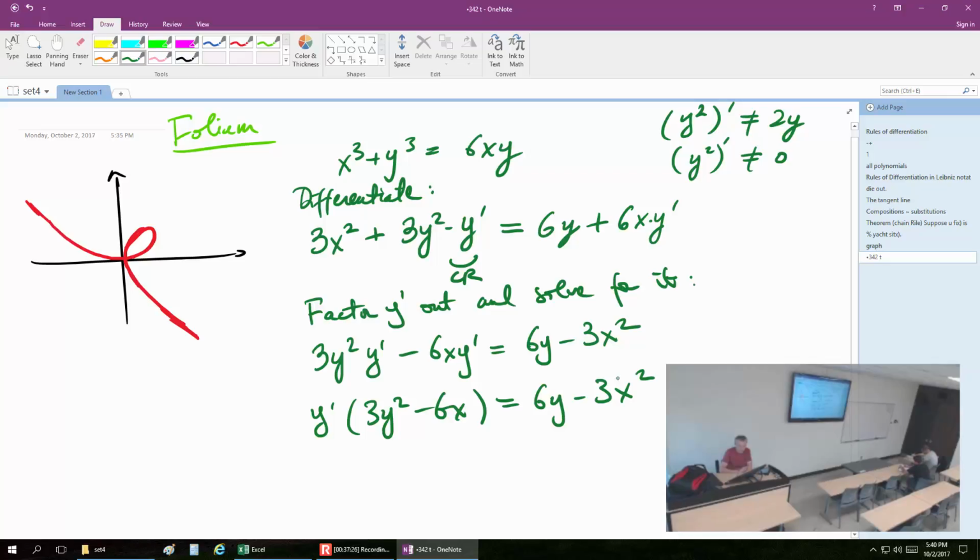I probably should have divided by 3 early on, but I will do it later. Okay, so now just solve for y prime, so it will be 6y minus 3x squared over 3y squared minus 6x, or if I divide by 3, I have 2y minus x squared over y squared minus 2x. Okay?